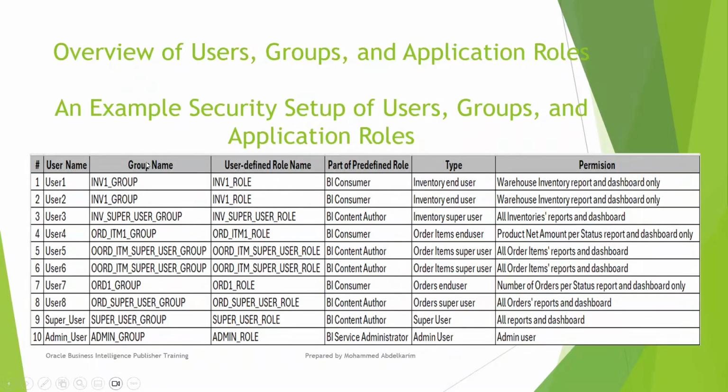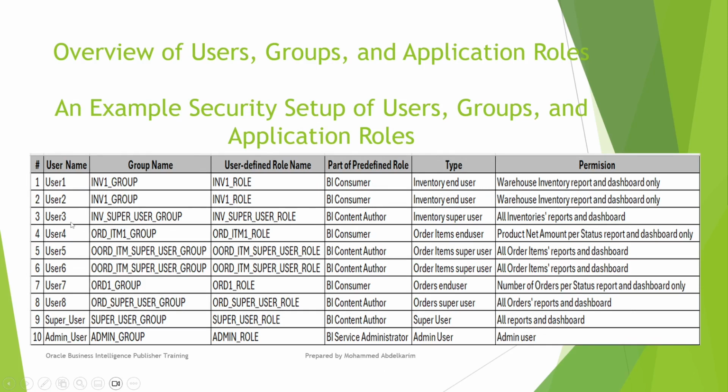Now let us consider this example where there is a new requirement to build the following users and grant permissions based on the below table. User 1 is part of the inventory 1 group, and this group will be part of the inventory 1 role. Inventory 1 role will have the BI consumer role. The type of user will be inventory end user. He can only see warehouse inventory report and dashboard only. User 2 will be the same. He can only view warehouse inventory report and dashboard only.